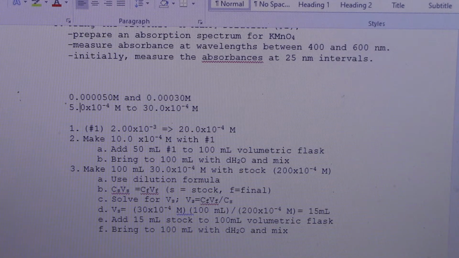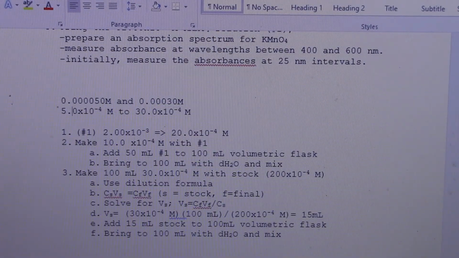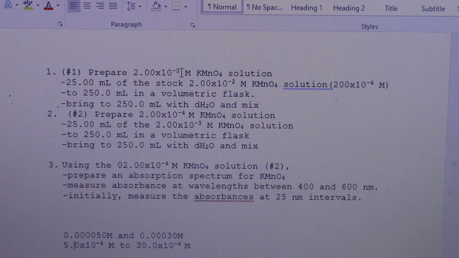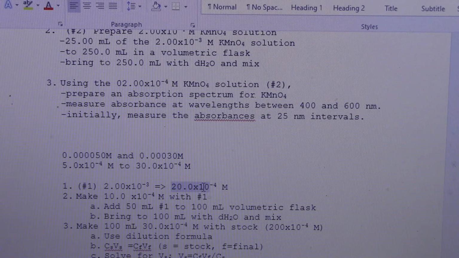Notice I didn't use scientific notation for that one because I want to have it relative to the 5.0 times 10 to the minus 4th. Okay. So I want to have 3 solutions between those 2 values. Okay, well, so if I look back, I will see that solution number 1 up here is 2.0 times 10 to the minus 3rd, which is the same thing as 20 times 10 to the negative 4th. So that falls between that region.